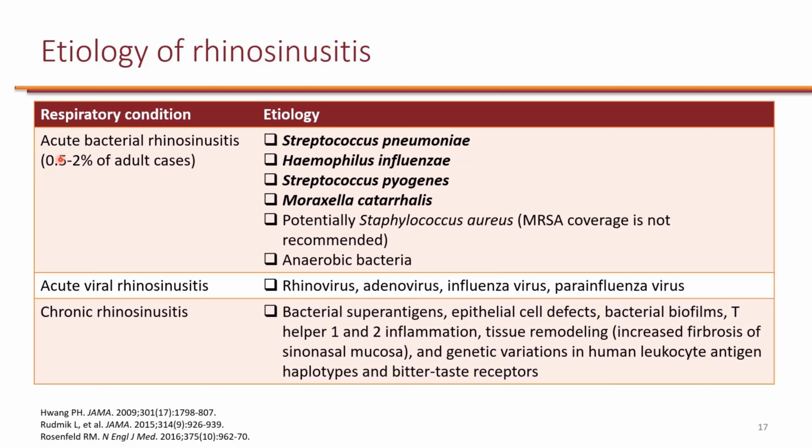So if we are to treat acute bacterial rhinosinusitis, these are the 4 organisms that we want to target. So we want to make sure we have agents that work well against these. Now, potentially Staphylococcus aureus could cause rhinosinusitis. However, it's rare, and MRSA coverage is not recommended. So we do not want to cover empirically for MRSA.